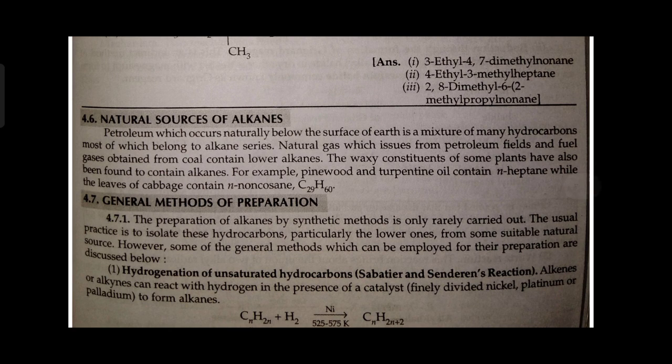Natural sources of alkanes. Petroleum, which occurs naturally below the surface of the earth, is a mixture of many hydrocarbons, most of which belong to the alkane series. Natural gas, which issues from petroleum fields, and fuel gases obtained from coal contain lower alkanes. The waxy constituents of some plants have also been found to contain alkanes, for example, pine wood and turpentine oil.